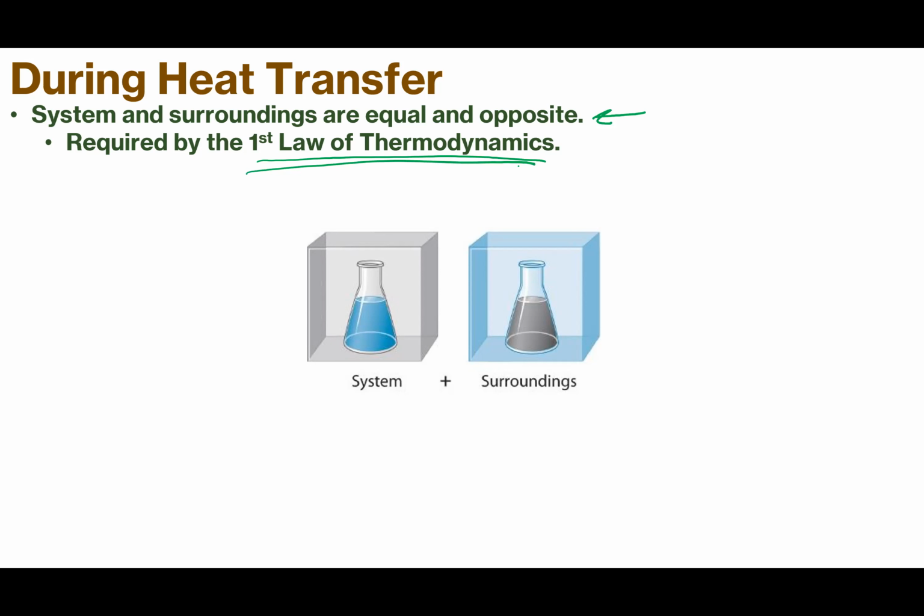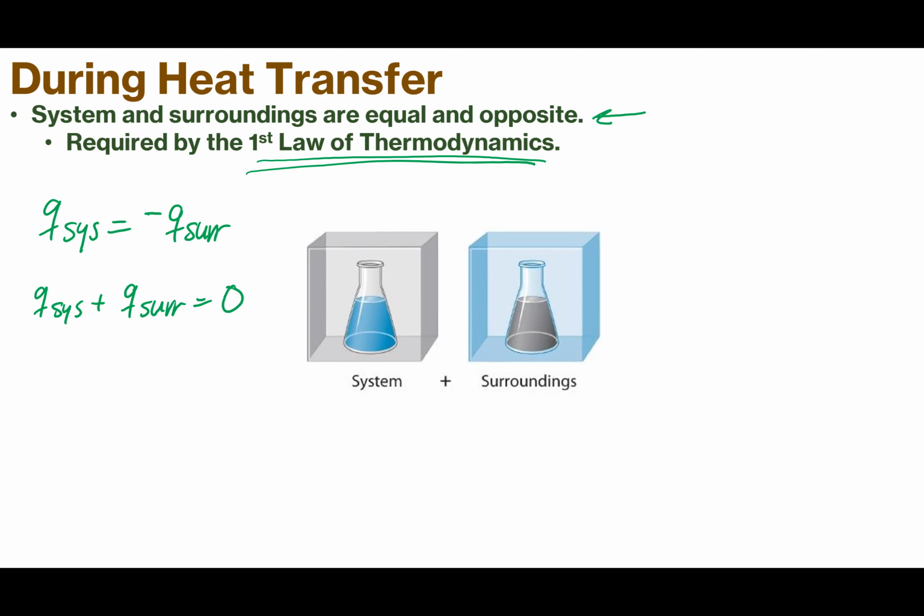So there are two different ways we can express this. We can always say the Q of the system is equal and opposite of Q of the surroundings. Or we can say Q of the system plus Q of the surroundings has to equal 0. Both of those things are true. You can do a little bit of math there and figure that out.